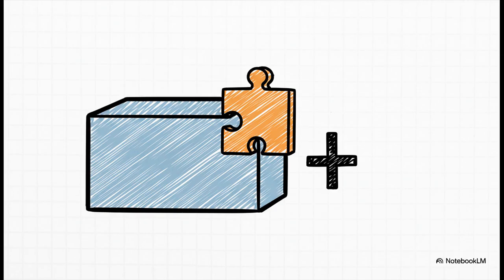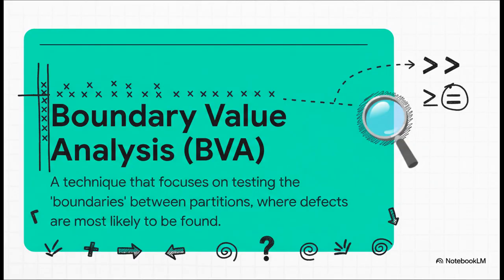Now, it is so important to see this as a powerful addition, not a replacement for what we just did. BVA basically refines our strategy by telling us exactly which values to pick from the edges of those partitions we just created. BVA works on a really simple premise. A huge number of bugs tend to clump together right at the boundaries between partitions. Think about it. A simple typo like greater than instead of greater than or equal to, that one tiny character can cause a major bug. So BVA focuses our testing with laser precision on these super high-risk edge cases.